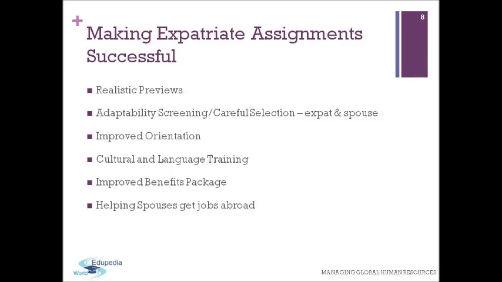In one study, U.S. managers listed, in descending order of importance, the reasons for leaving early. One is the inability of the spouse to adjust, the manager's inability to adjust, and other family problems. And managers' personal or emotional immaturity and inability to cope with larger overseas responsibilities.